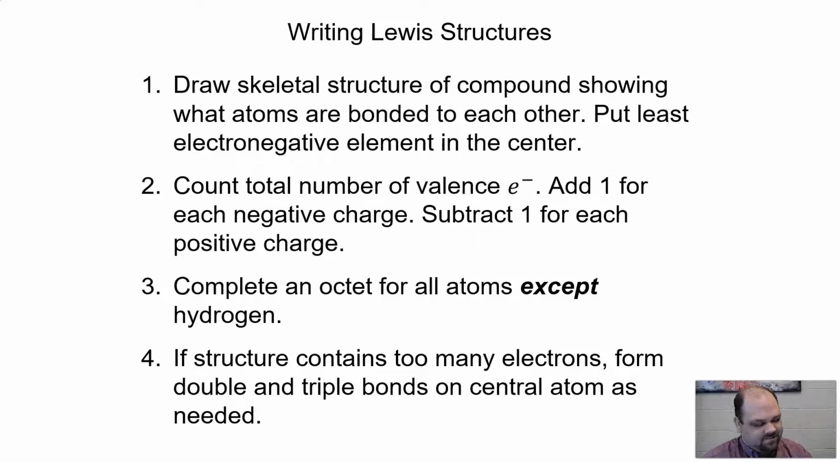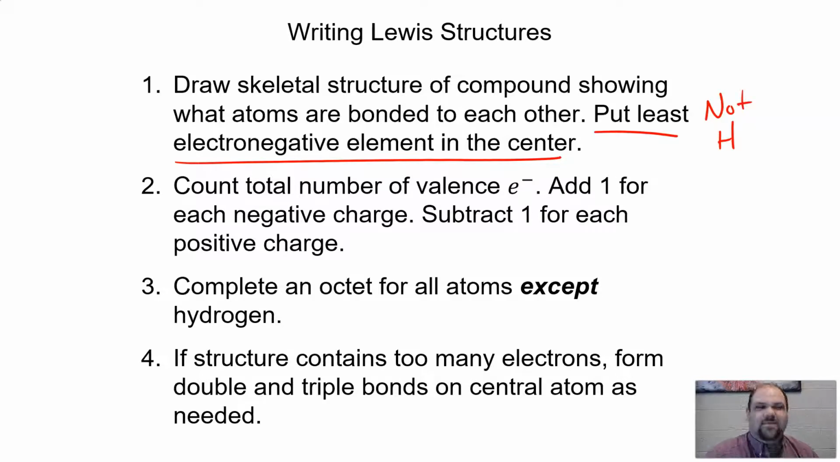For these rules, we're going to put the least electronegative element in the center. Right? There is an exception to that, and that exception is hydrogen. If you remember from our last video, hydrogen only likes to make one bond. He only wants two electrons. Remember, we called it a complete duet of electrons. Because he can't bond to more than one thing, he'll never go in the middle of our molecule.